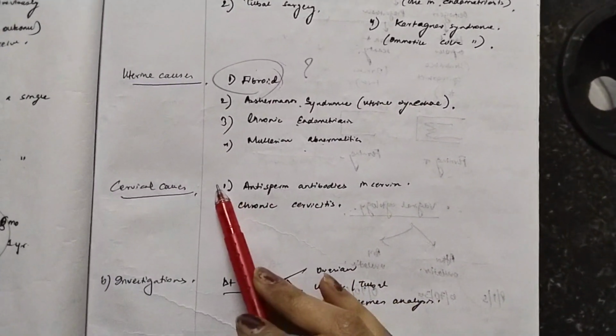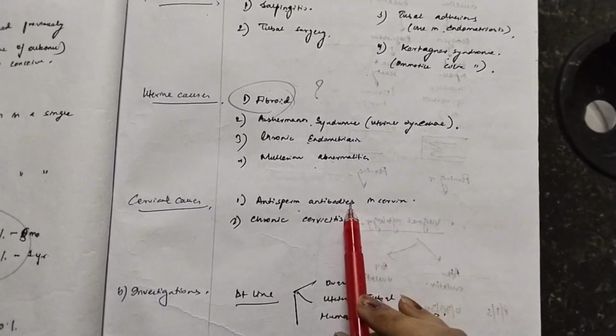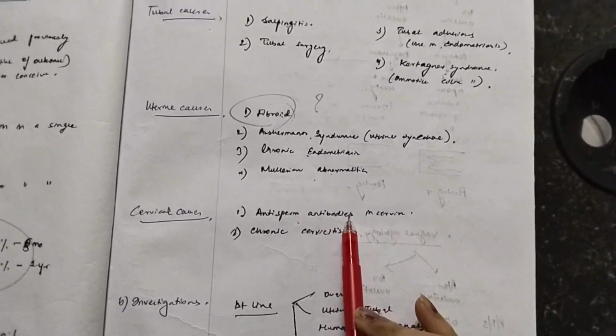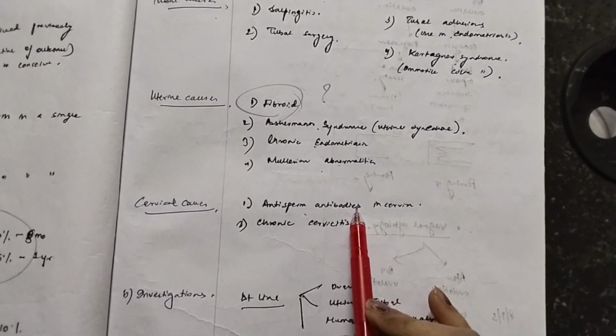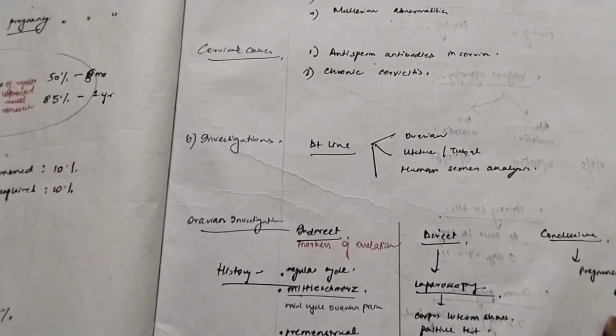Now in cervical causes, there can be infection, which is called cervicitis, and there can be anti-sperm antibodies in the cervix. So if sperm enters through the cervix, there are some antibodies which will destroy the sperm, and that can cause infertility. Now come to the investigations.